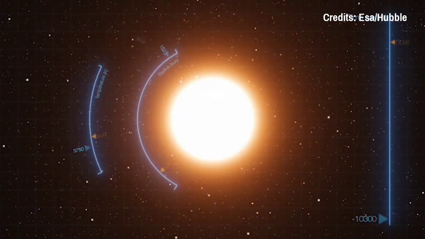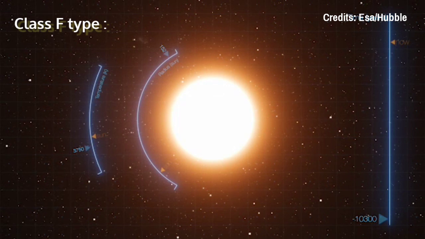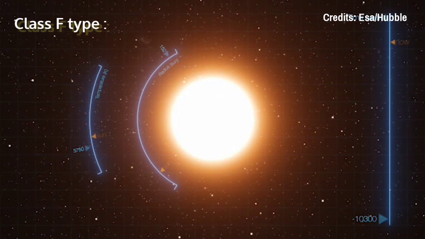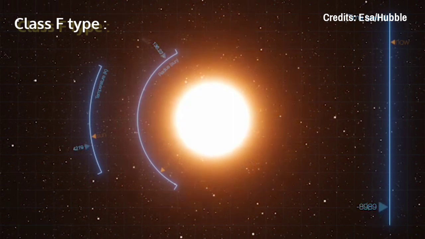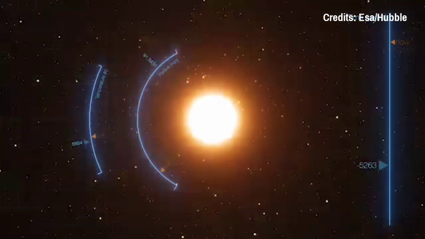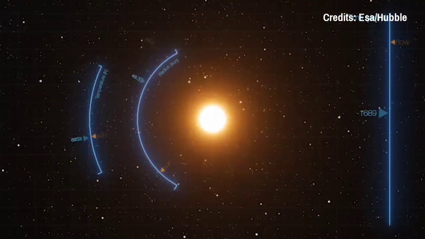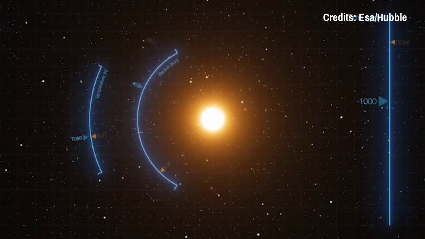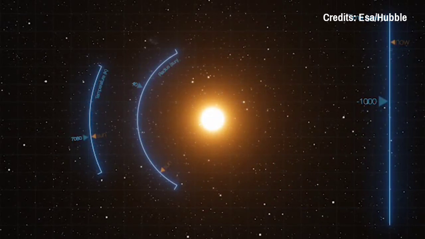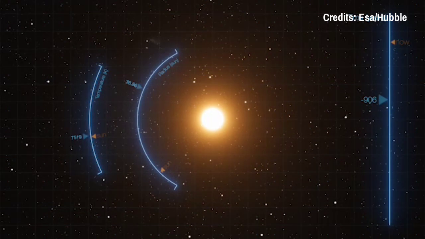Next, Class F type. Class F stars are common main sequence stars. Their temperature is typically between 6,000 to 7,500 Kelvin. F-type stars are yellow-white stars. They have strong hydrogen spectral lines because they are still fusing hydrogen.